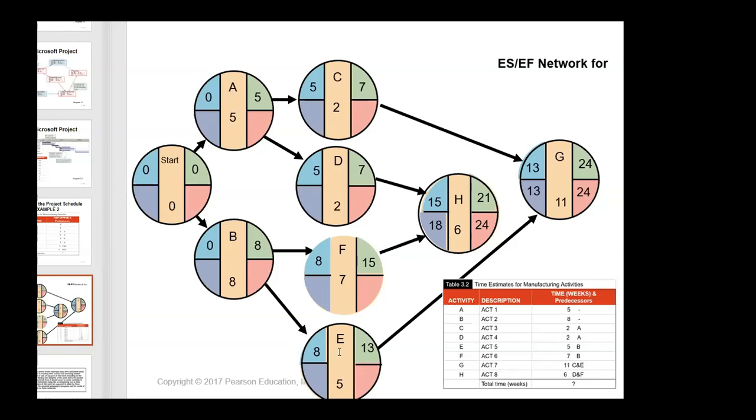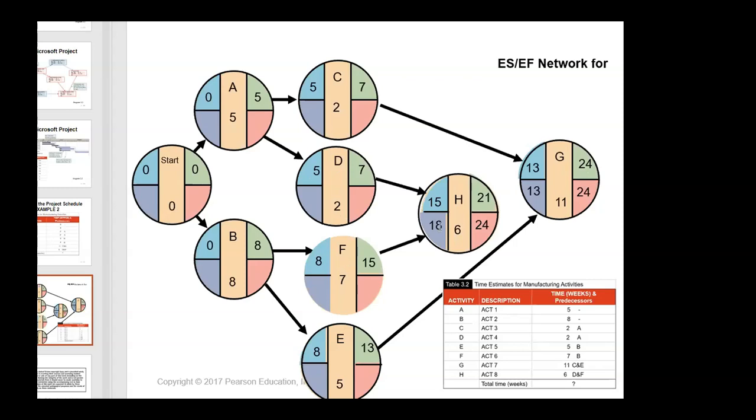So E is connected to G directly. So between 13 and 7, which one do I choose for G? The maximum. The maximum between 7 and 13 goes up here, 13. 13 plus 11 is 24 on the green part.